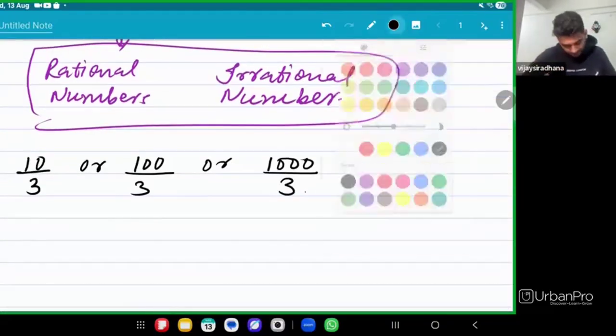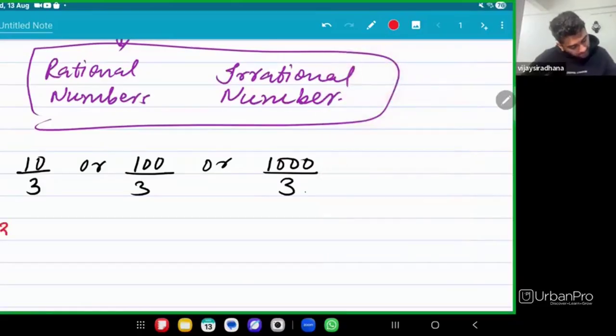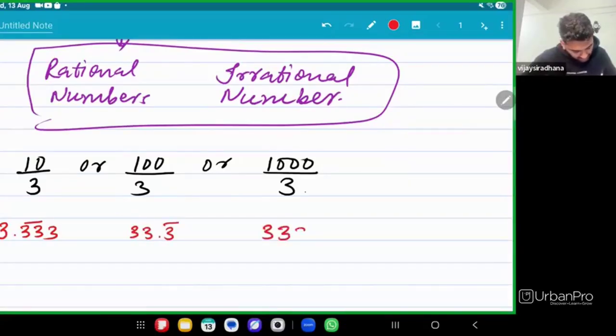So this one would be 3.33 bar. This is 33.3 bar, and this one would be 333.3 bar. So this is what the decimal expansion is.